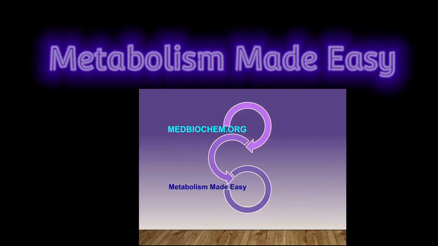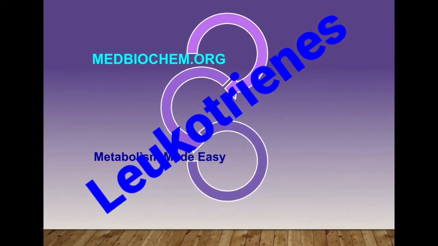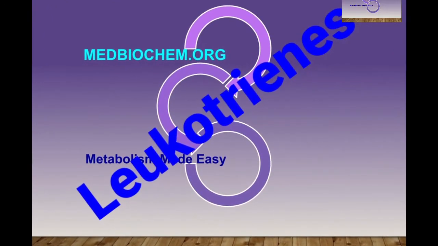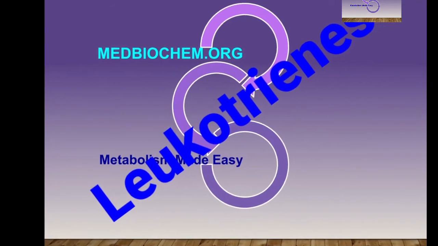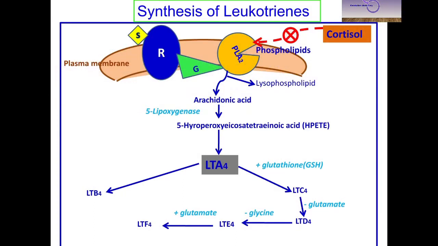So now we're going to talk briefly about the synthesis of leukotrienes. Leukotrienes are the third group of eicosanoids that can be derived from arachidonic acid. Again, they have this important common initial step that they share with the other eicosanoids. They need arachidonic acid to be released by phospholipase A2. Again, this is a stimulus-dependent process going through a G protein coupled receptor.